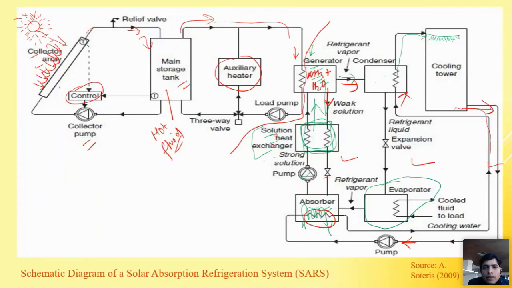And say after giving heat to the ammonia and water solution in the generator, this hot fluid moves to the pump, and after that it moves to the main storage tank again for the heating. So now a very important thing is there, which is the auxiliary heater.